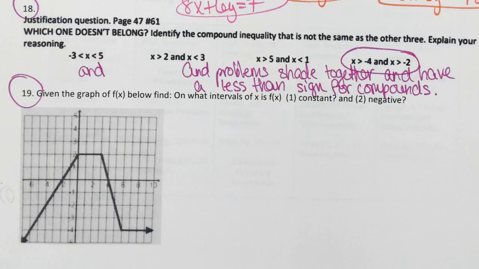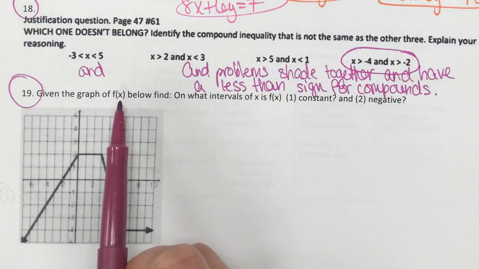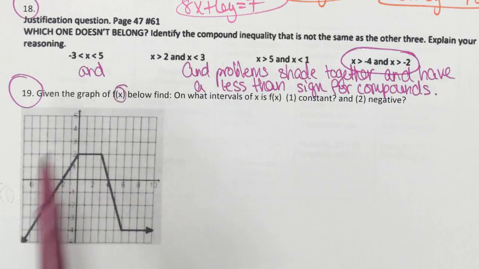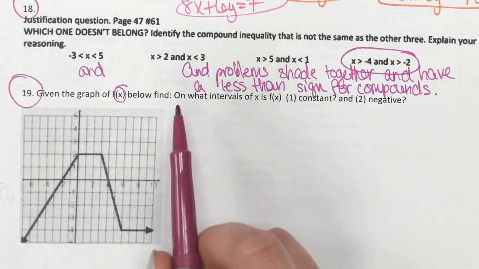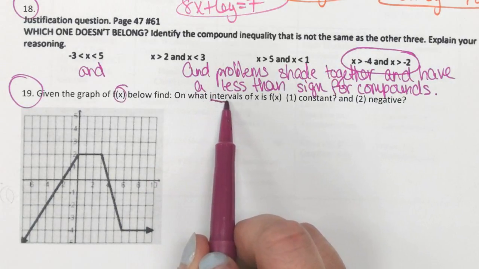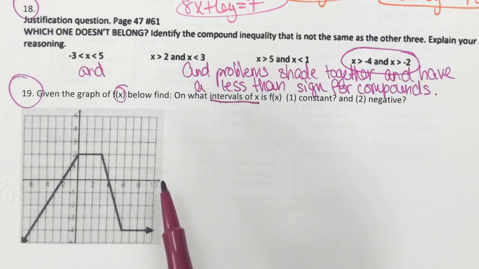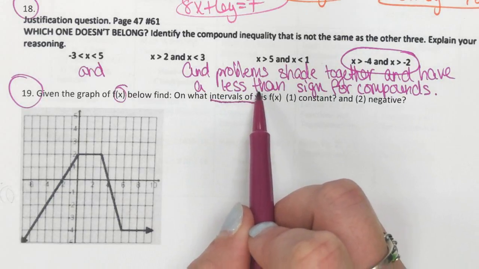All right, 19. Let's read 19 very, very slowly, and let's go through. Given the graph, don't be brave. Given the graph of f of x, right? This whole thing is called the graph of f of x. Y'all okay so far? All right. Do you remember what interval notation was? That's the infinities and the parentheses and the brackets, right? Y'all remember that now?